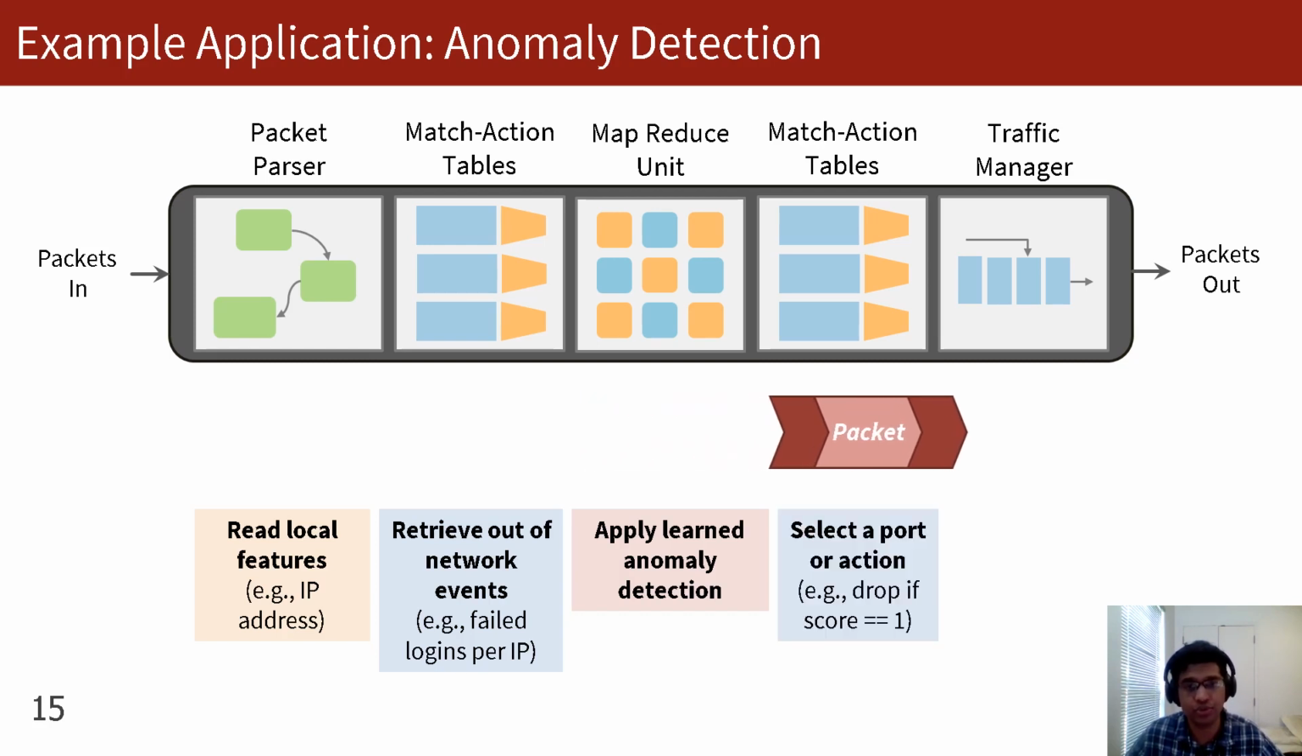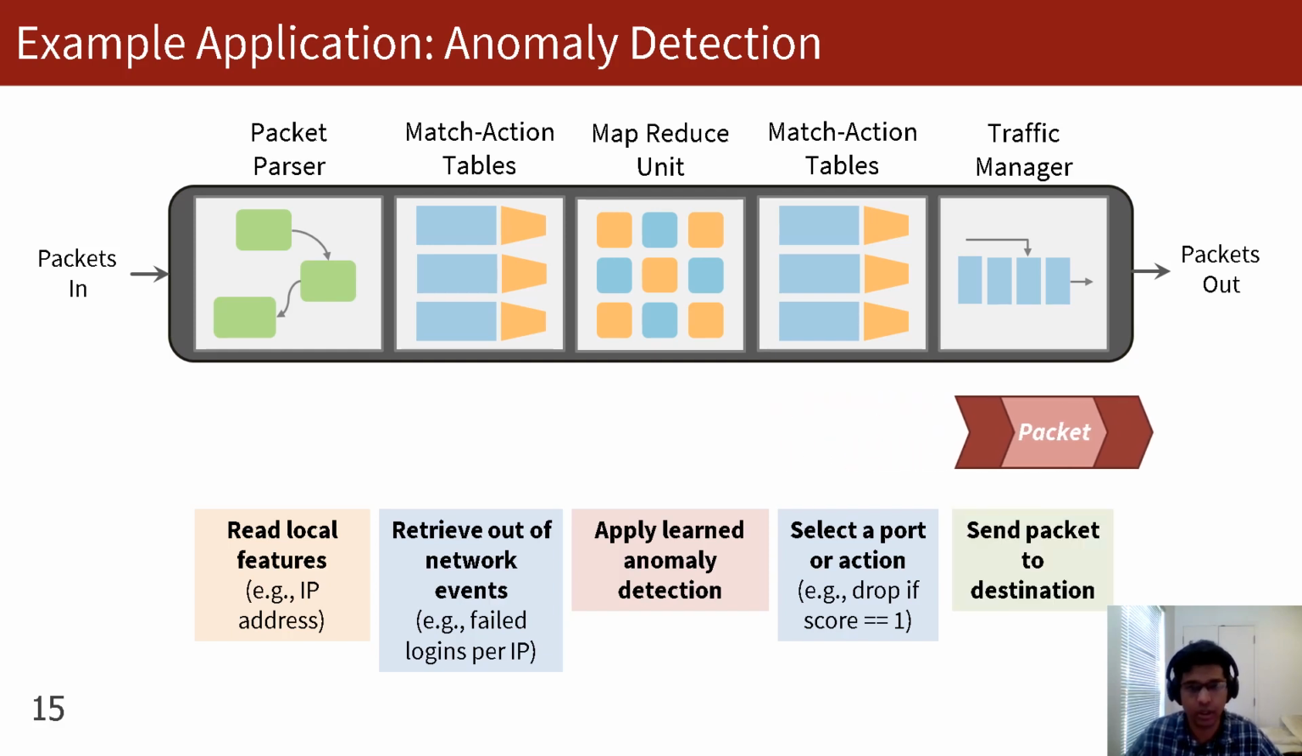The packet moves to the post-processing block of match action tables, and this is where we do interpretation of whatever score the MapReduce unit has given to the packet. So maybe we drop the packet if it has a score of 1, because that means it's anomalous. And then finally, the traffic manager just makes sure the packet gets to its destination.